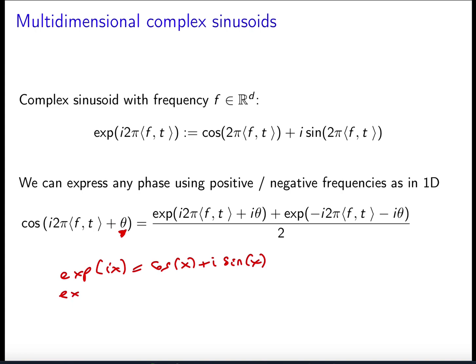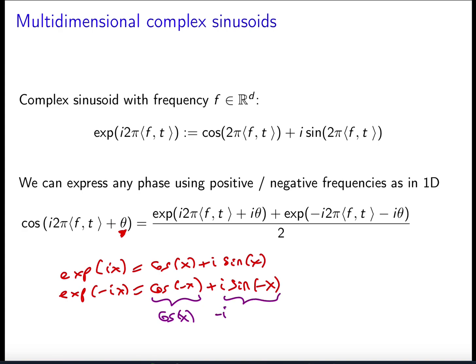If we look at the complex exponential of minus ix, it's equal to cosine of minus x plus i sine of minus x. But now cosine of minus x is just cosine of x, and sine of minus x is minus sine of x. So now when we sum these up, the sines disappear and we're left with the cosines. Okay, so this is why this equality holds.